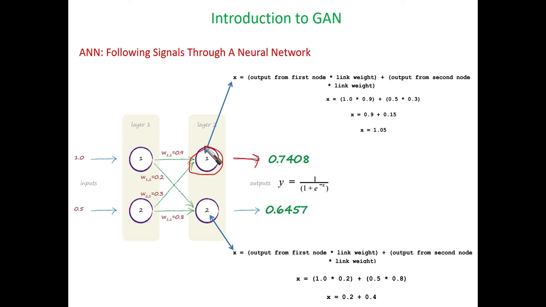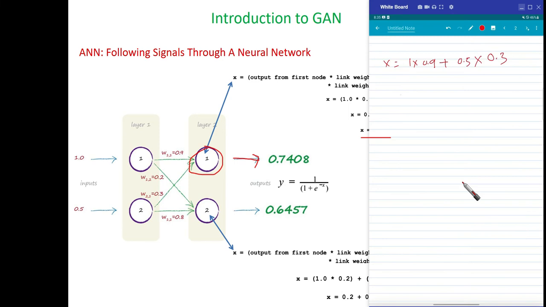Now, what would be the output? The output is definitely Y. We are considering a sigmoid function, so Y is 1 over 1 plus e to the power minus x. With x equal to 1.05, if you calculate it, it becomes 0.7408. This is very simple. Similarly, we can do these calculations for the other node: what is the output of this node?